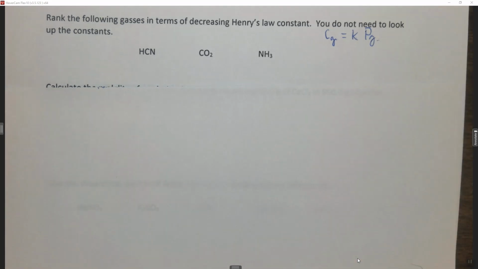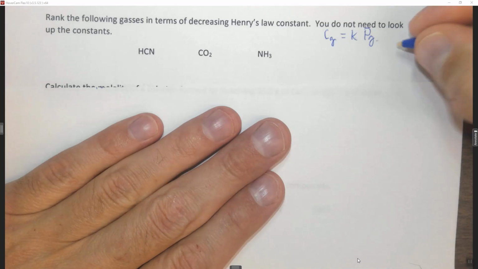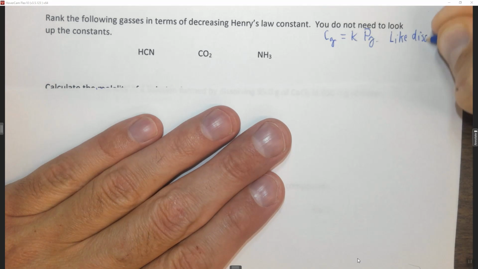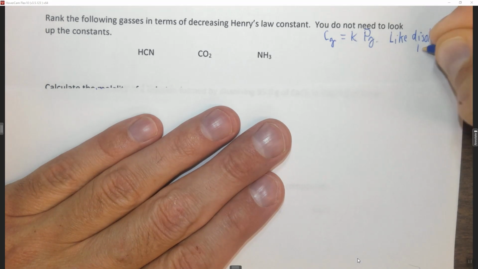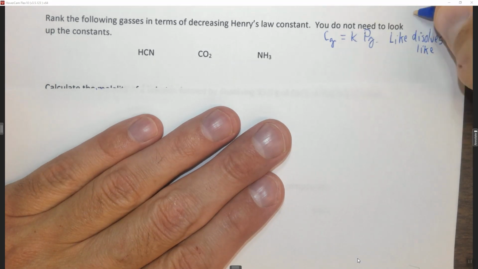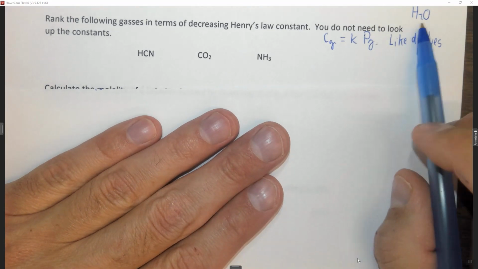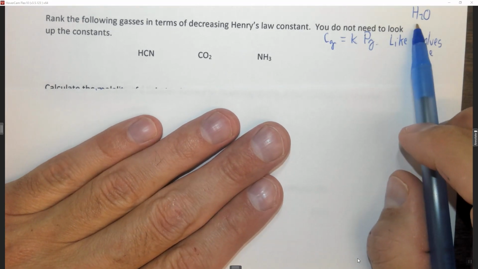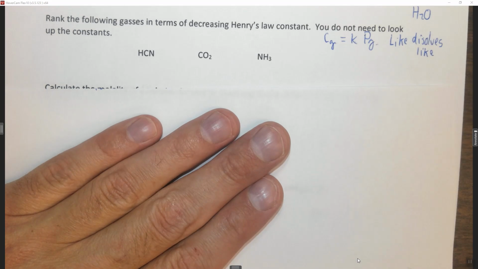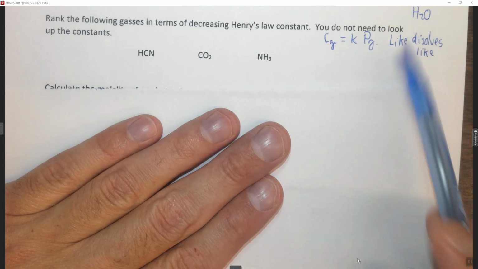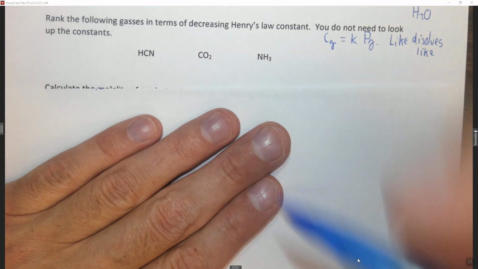So here, what we need to know is the three-word term like dissolves like. And we need to think about water. Water is capable of hydrogen bonding. So things that are going to be ionic and polar are going to be soluble in water. Things that are nonpolar are not very soluble in water.